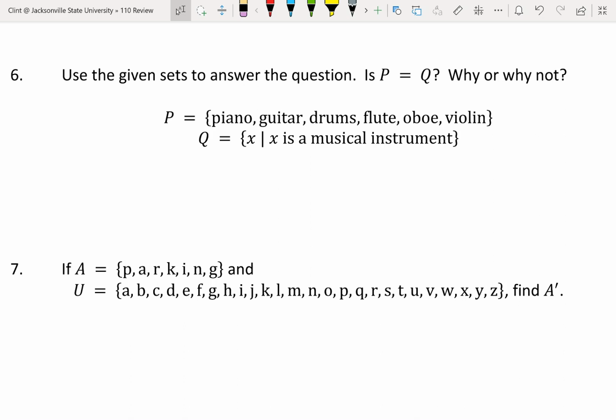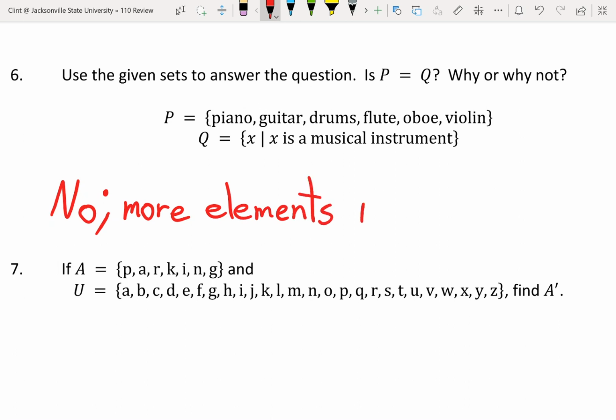P, yeah. Does list all those. It would be yes if they were the same. I mean, if it listed everything that was in the other one, yeah, they would be the same. But on this one, you can come up with some musical instrument that would be in Q that's not in P. So here we would say no, and maybe you could say Q has more elements, or more instruments in Q. Something like that.